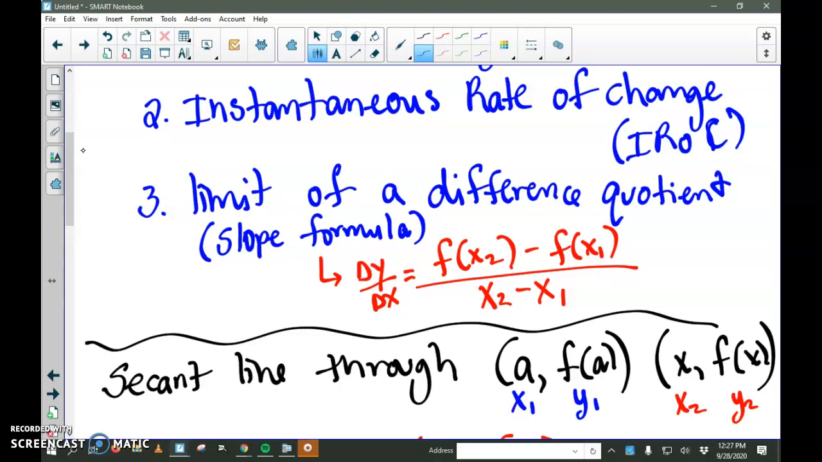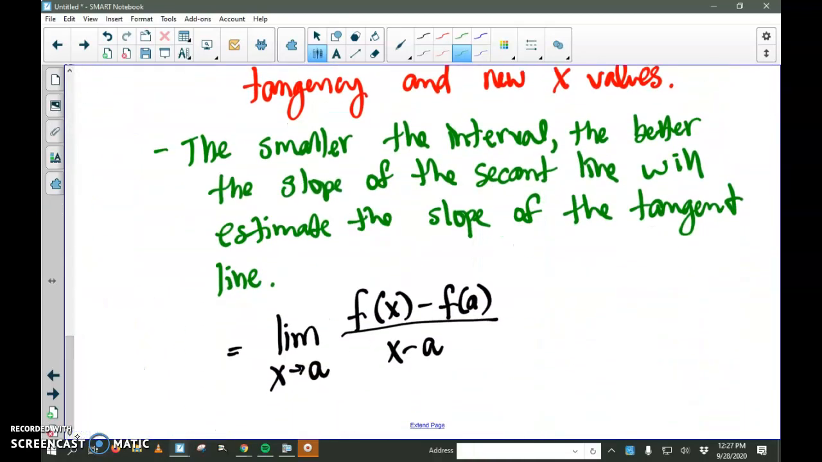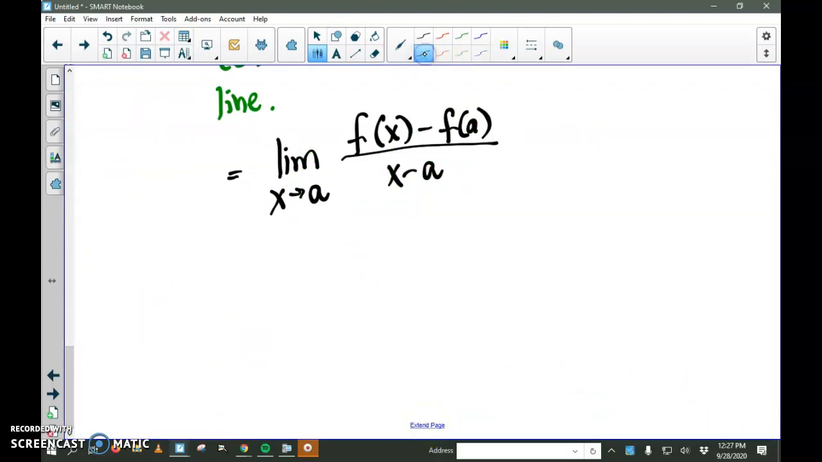Remember, for this secant line, we have this a, f of a. This a, f of a would be my point of tangency, or the point that's on the actual tangent line. And the x, f of x is the point that's moving. The x values are moving closer and closer to the given point of tangency. This is being used to find a derivative. And we indicate we're finding a derivative by using this notation, f prime of a.